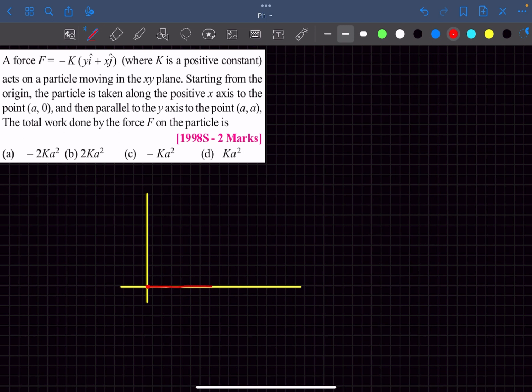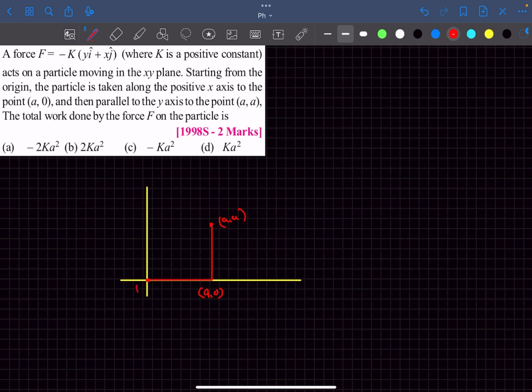So we start from the origin and we go till point a comma 0 along the x-axis, and then we go parallel to the y-axis to the point a comma a. So we have to find the work done. Let's name these points 1, 2 and 3. So the work done from 1 to 3 would simply be work done by 1 to 2 added with work done by 2 to 3.